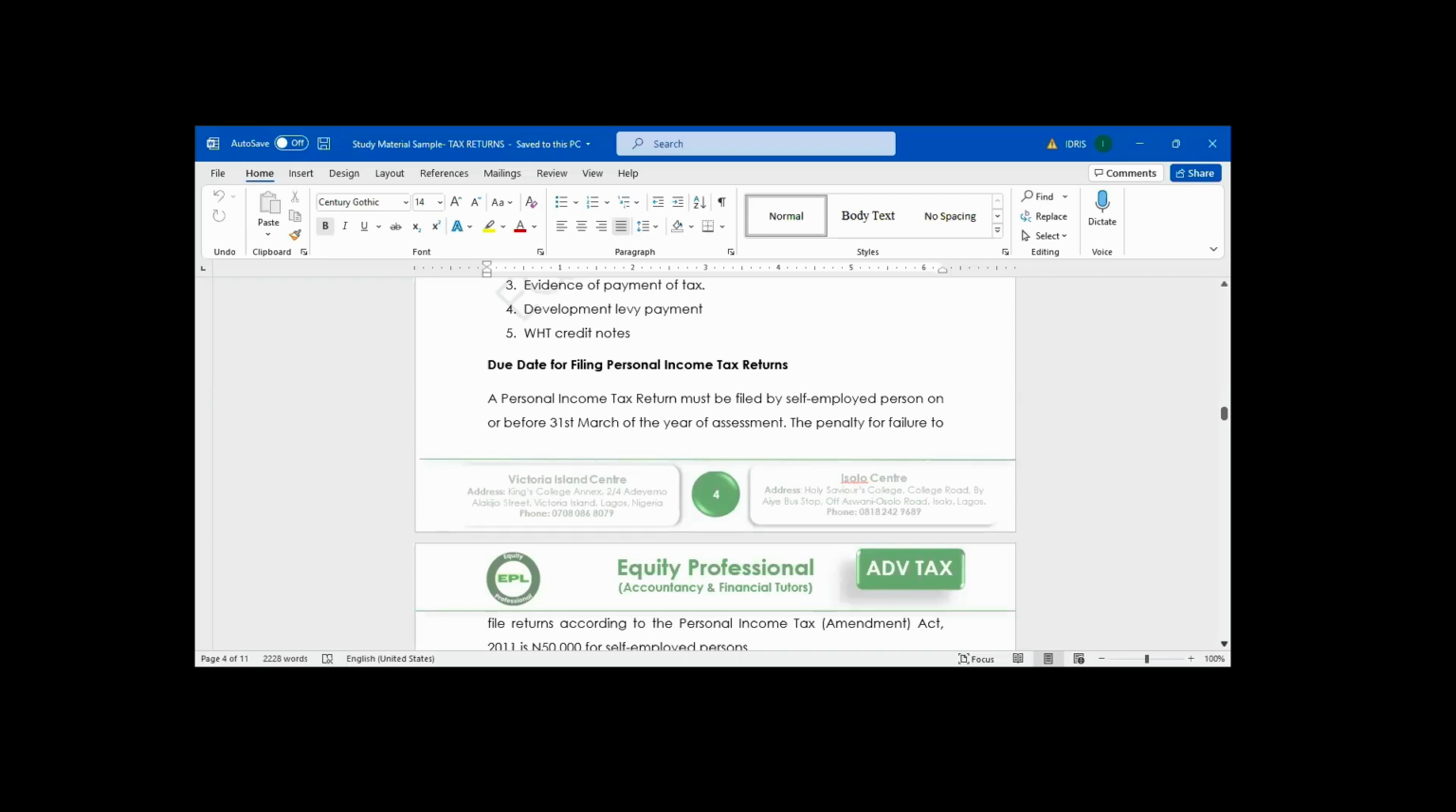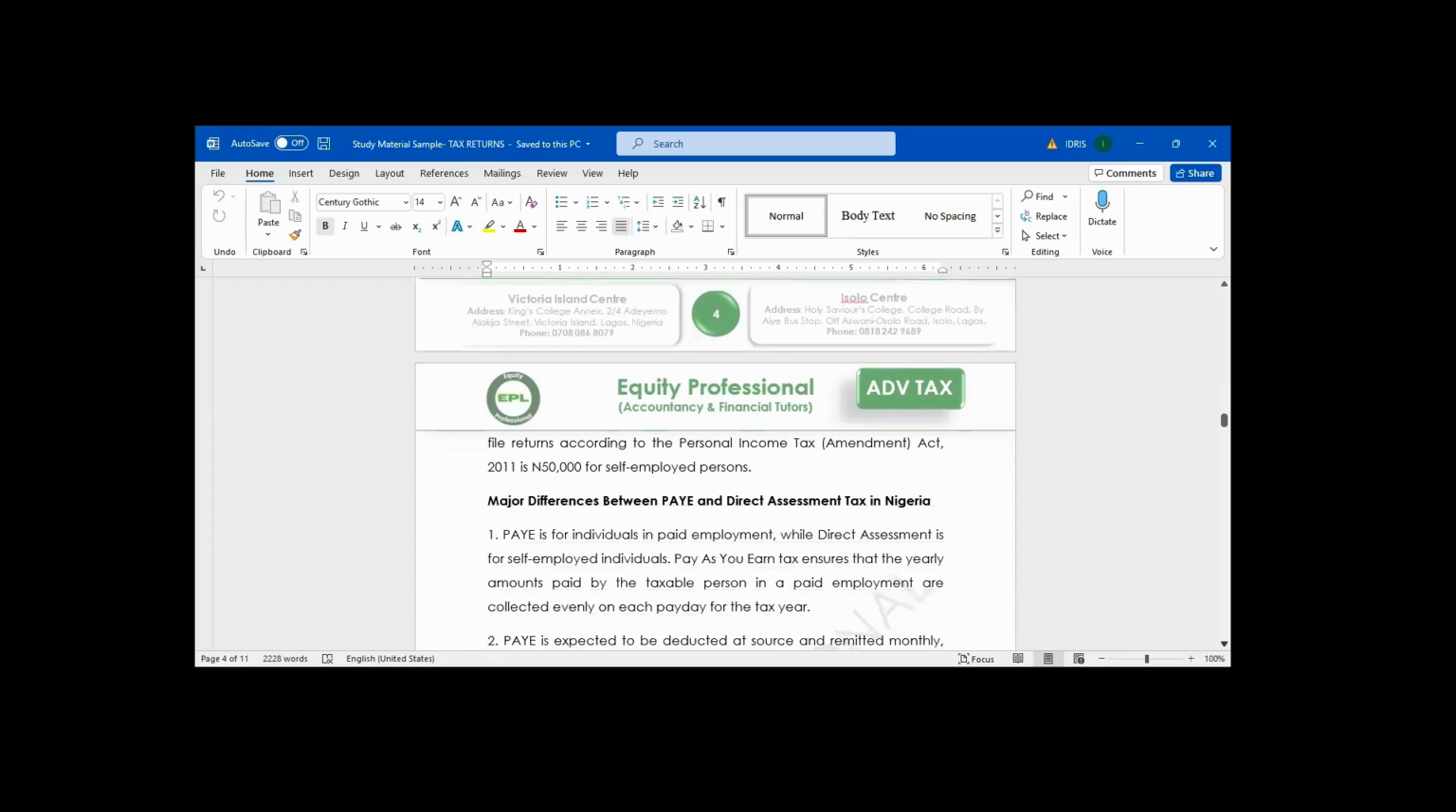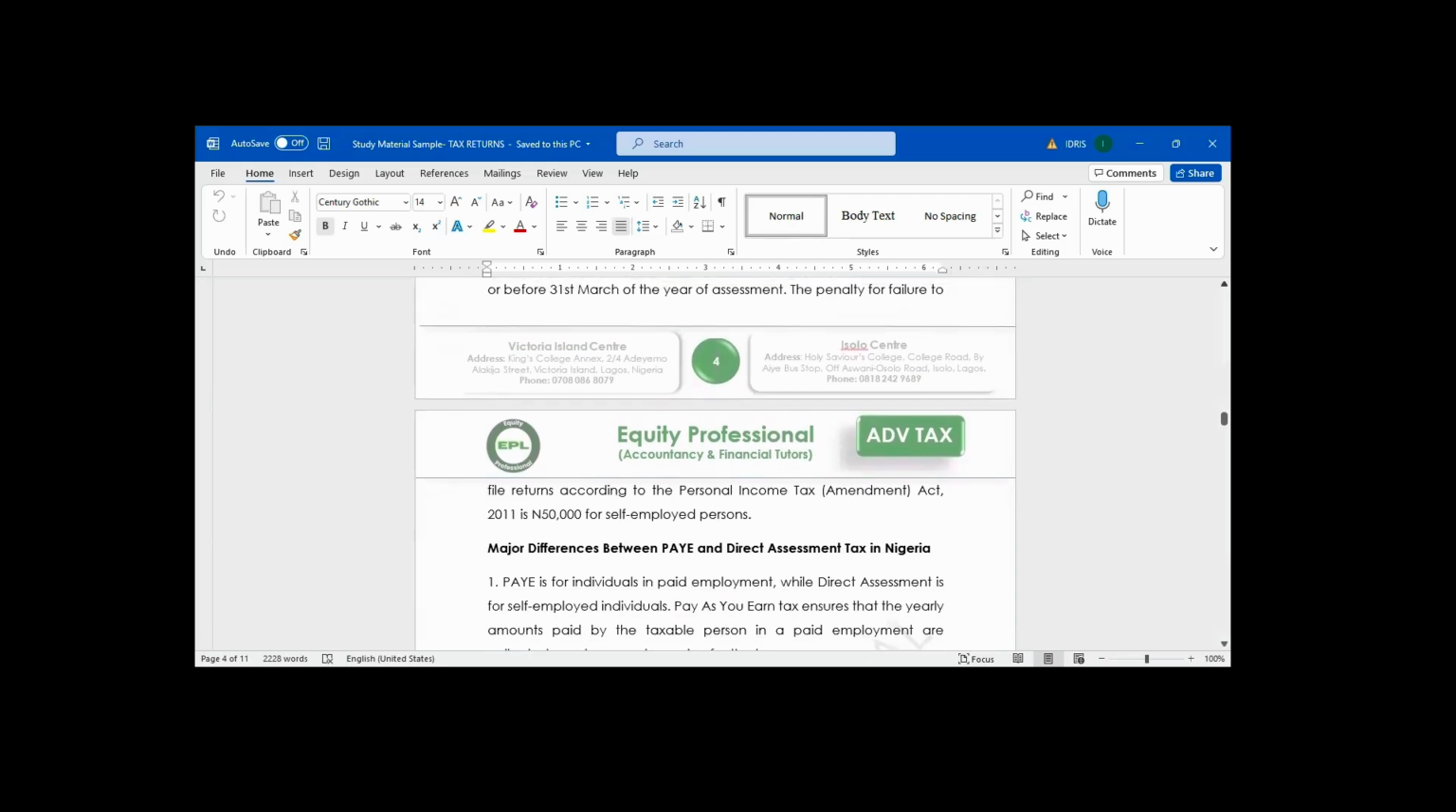Failure to file this personal income tax return under direct assessment, what is the consequence? The failure to file this personal income tax return under direct assessment, which is for self-employed persons, is going to attract penalties of 50,000 naira. That is the penalty for failure to file direct assessment return by self-employed persons.